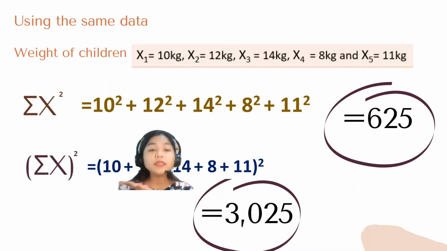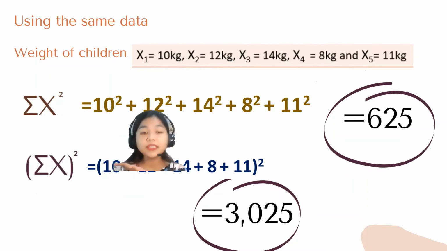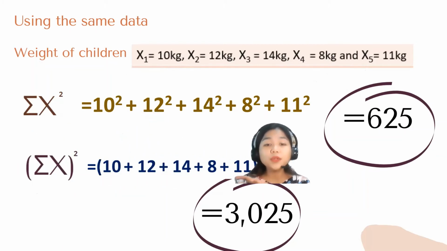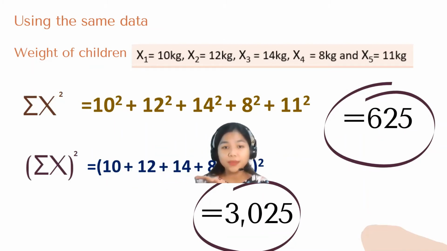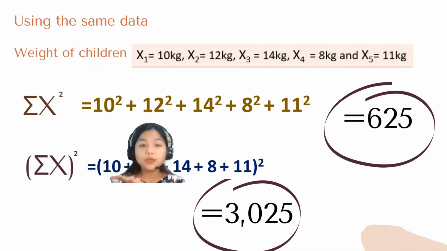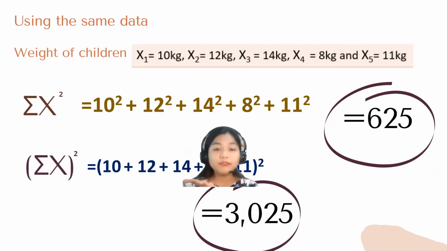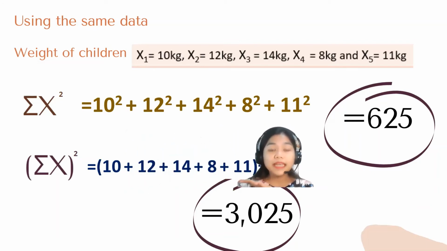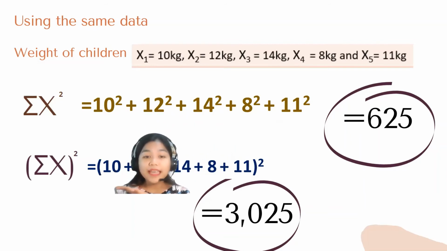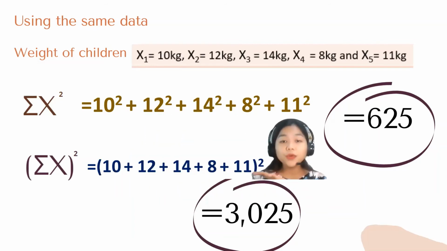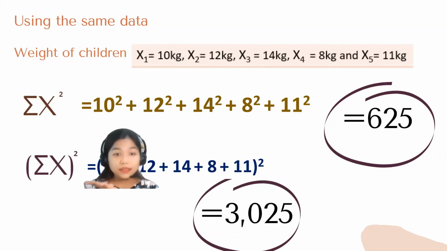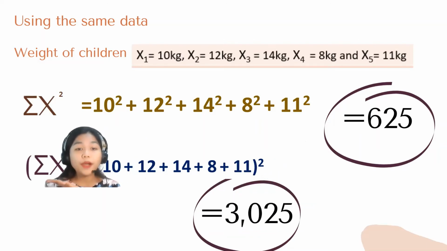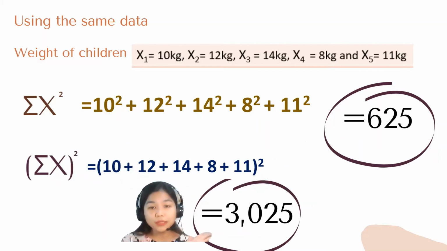So for the square of the sum, we have this parenthesis. The first thing that we need to know is to do the operation inside the parenthesis. So that is addition. That's why summation. So 10 plus 12 plus 14 plus 8 plus 11. Then after getting the result, then you're going to square it. That's why it's called the square of the sum, which is equivalent to 3,025.